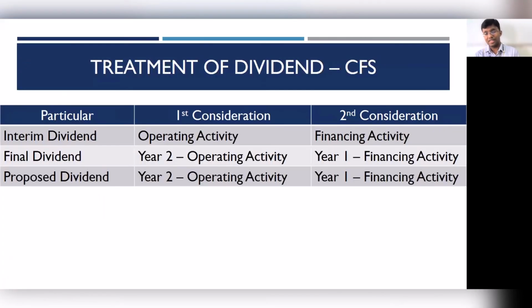When it comes to final dividend, year two will be treated as an operating activity and year one as a financing activity. The same goes for proposed dividend: year two is treated as an operating activity and year one as a financing activity. So we have discussed interim dividend, final dividend and proposed dividend in the cash flow statement. We have spoken about fund flow and we have spoken about cash flow.